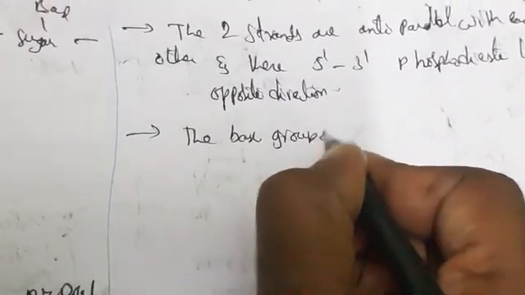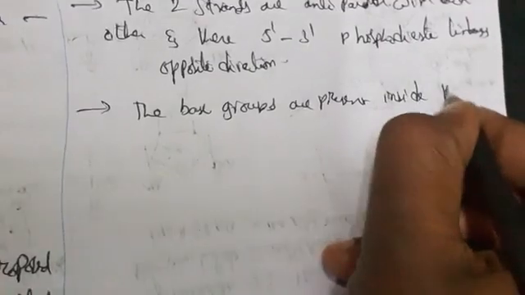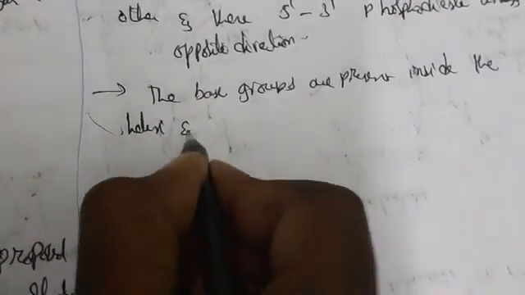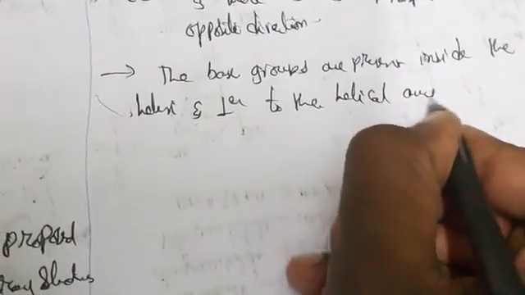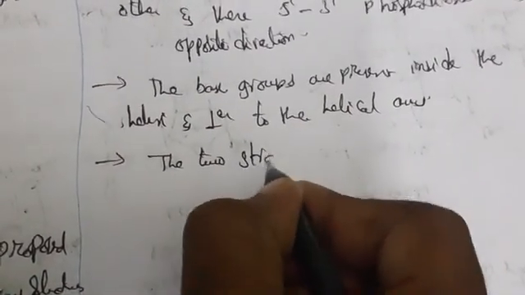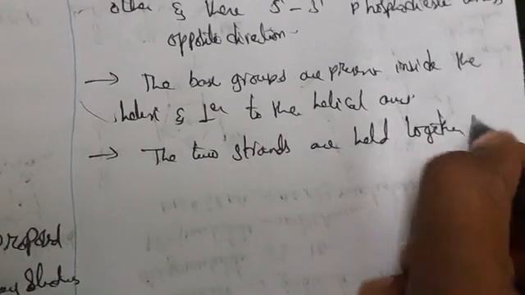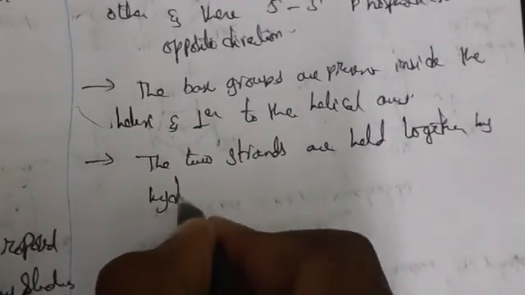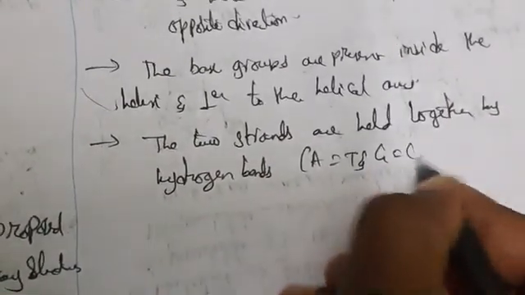The base groups are present inside the helix and perpendicular to the helical axis, and also the two strands. The two strands that we are taking are held together by hydrogen bonds, that is, we can say A is equal to T and G is equal to C.